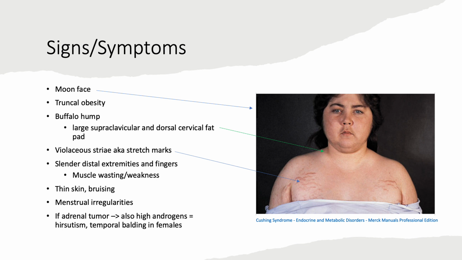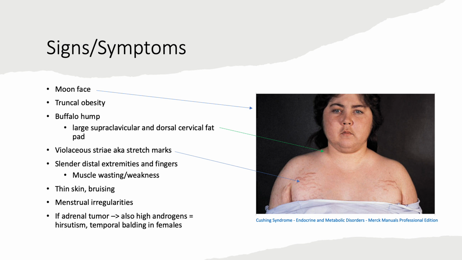Again, lots of different effects. These people will have what we call violaceous striae. Okay, these are stretch marks in places you shouldn't really have stretch marks, right? You see she has these across her chest, shoulders, arms. It's just not normal. Thinning of the skin will happen, easy bruising. Women will have menstrual irregularities.